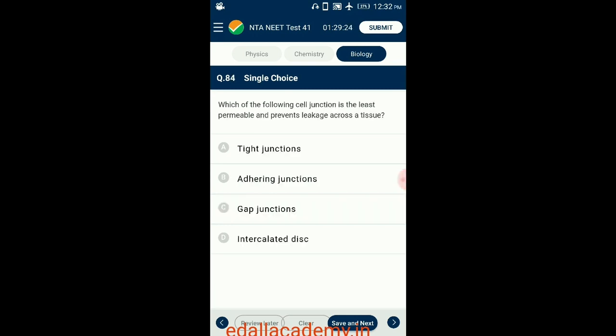Question number 84. Which of the following cell junctions is least permeable and prevents leakage across a tissue? Tight junctions are also called zona occludens. At certain places, the plasma membranes of adjacent cells are tightly packed or fused together. These are least permeable and prevent leakage across tissue. So the answer for this question is option A, tight junctions.